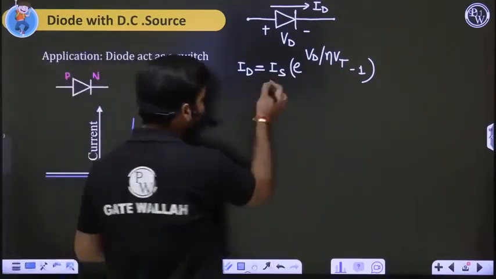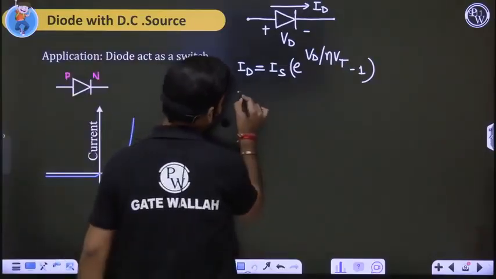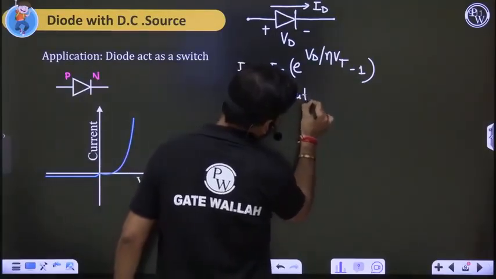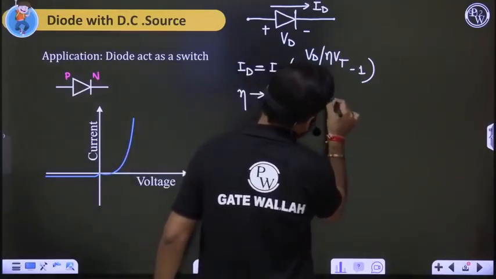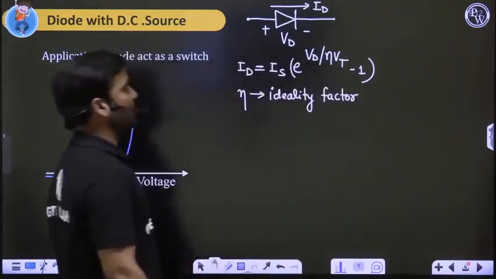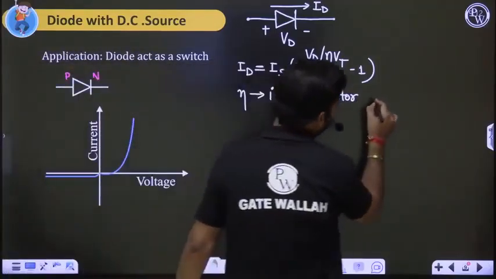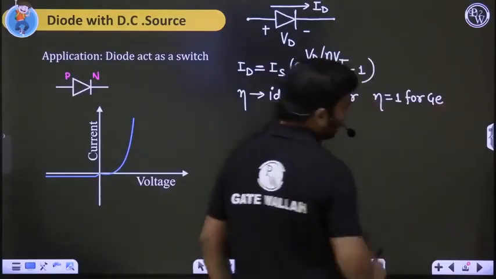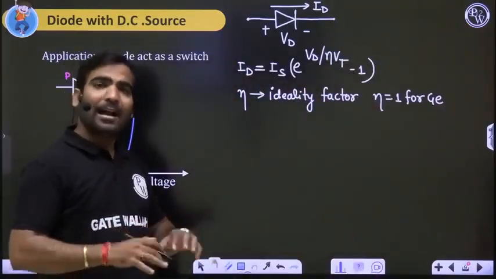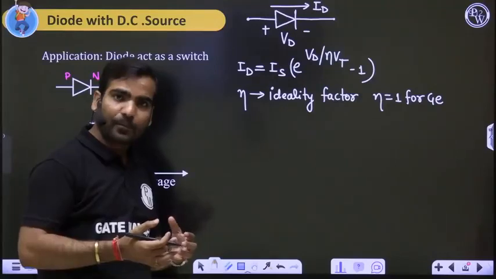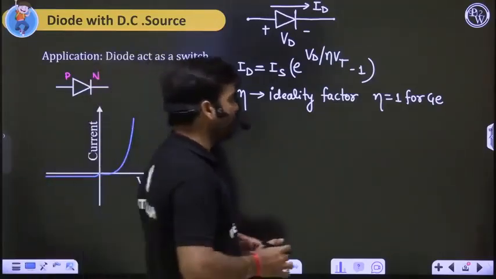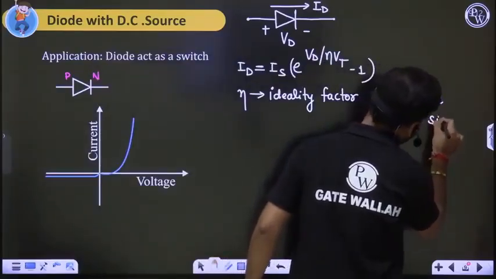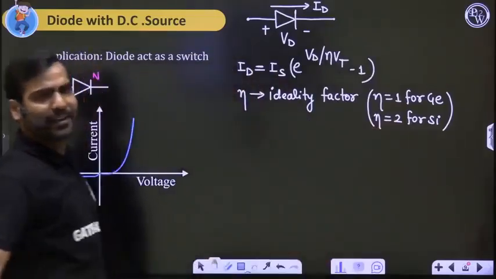Okay, sir, what is IS? IS is reverse saturation current. What is eta? First of all, eta is the ideality factor. And this eta will be equal to 1 for germanium, because germanium is one of the semiconductors and silicon is another semiconductor material from which this device, the diode, is made. And this eta is equal to 2 for silicon. This is the standard value of eta, the ideality factor.